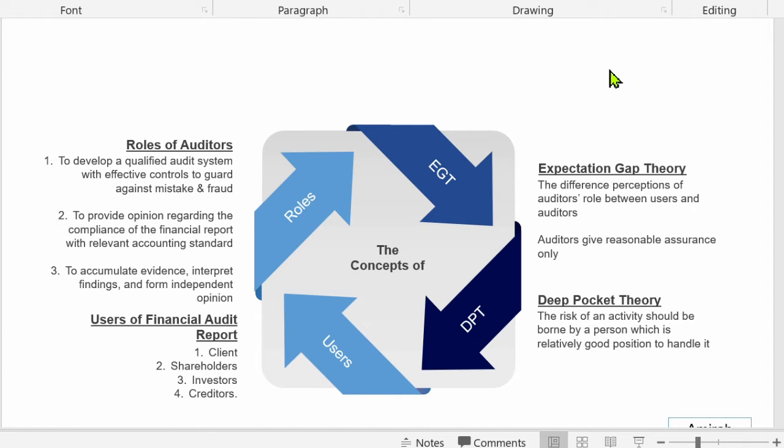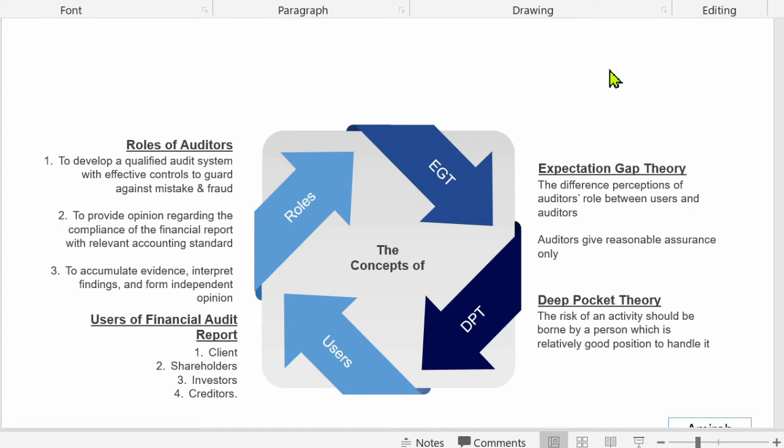Based on this article, we will talk about the concepts used. First is roles, second is EGT, third is DPT, and fourth is users. Based on this article, the role of the auditor is, first, to develop a qualified audit system with effective control to guard against mistake and fraud. Second, to provide a fair view opinion regarding the compliance of the financial audit report prepared by the accountant. Is the report in compliance with the accounting standards or not? Third, they will accumulate all the evidence, interpret it, and form an independent audit opinion.